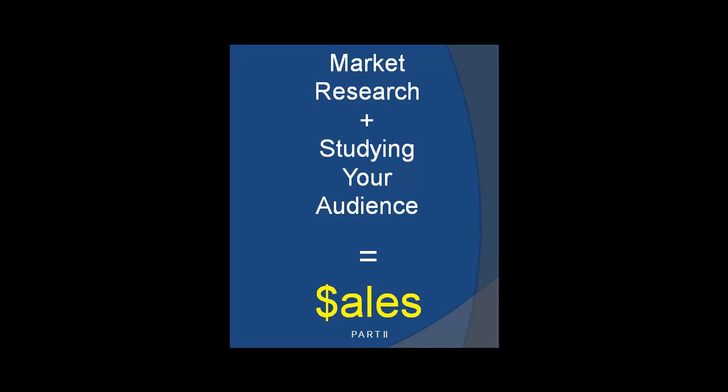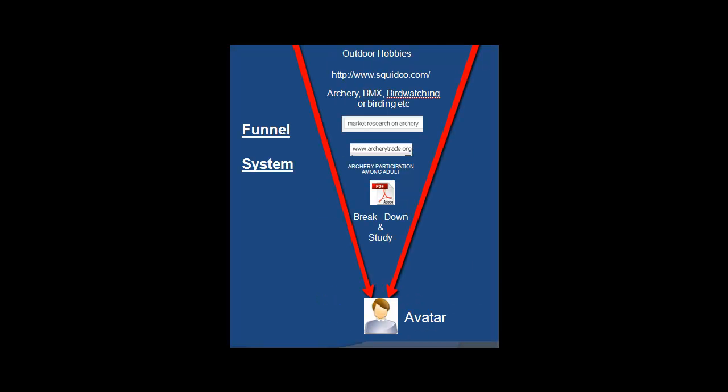So if you're having trouble finding your avatar because A, you don't know how, you don't have a process to find it, or B, as I talked about in the first video, you're starting at the very bottom. You're already at your avatar, and this is what you missed. This is my funnel system. This is what I've used to narrow down my avatar, to laser target my avatar. And I'll explain to you how this thing works.